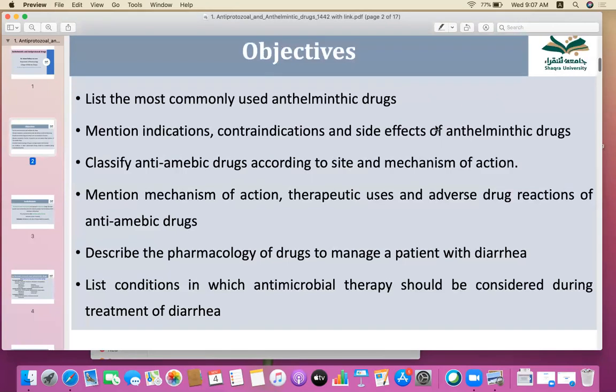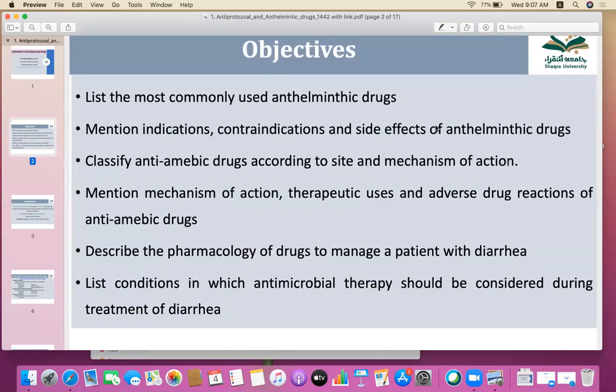What are the objectives as per our course? List the most commonly used anthelmintic drugs. Mention the indications, contraindications, and side effects of the anthelmintic drugs. The second one is anti-amoebic drugs. Classify the anti-amoebic drugs according to the site and the mechanism of action. Mention the mechanism of action, therapeutic uses, and adverse drug reactions of anti-amoebic drugs.